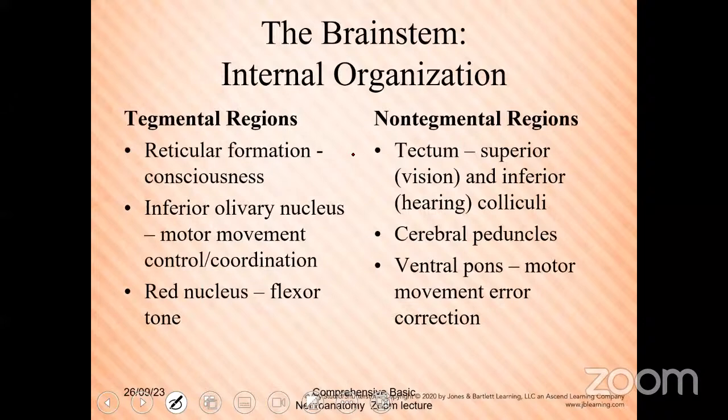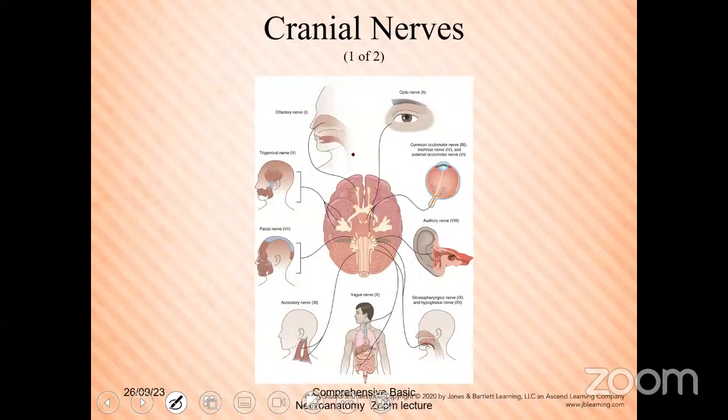The posterior part of the brainstem, that is the tectum: the superior colliculus mediates vision, the inferior colliculi are for hearing. Now I showed you the cerebellar peduncles. The ventral part of the pons is for motor movement, error correction because of the dentato-rubro-thalamocortical tracts. We can see the various cranial nerves, which we have to remember.